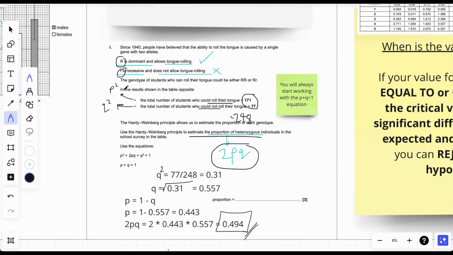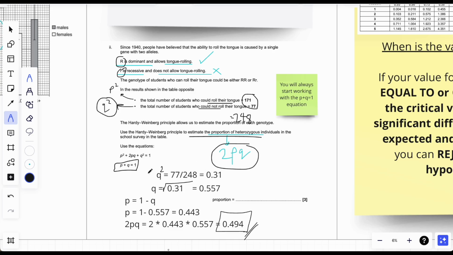Go with one of these values, okay? And the first equation you're going to use always is going to be p plus q equals 1. So let's say we picked q squared, okay? q squared would just be 77 divided by the total sample, so that's 248. Divide them, you get a decimal, 0.31.